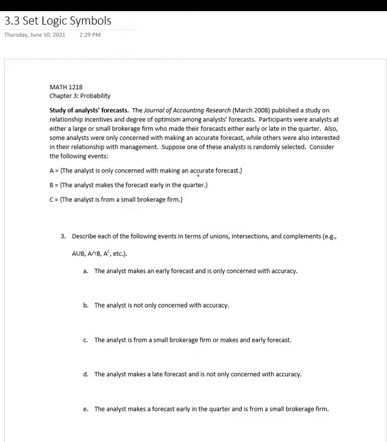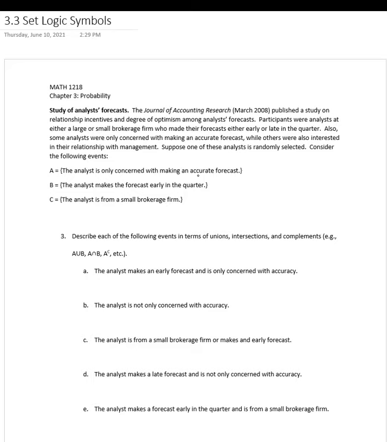In this video, I'm going to show you how to use some of the set logic notation to describe certain events, such as union or intersection and complements. So this first scenario is about a study of analysis forecasts.